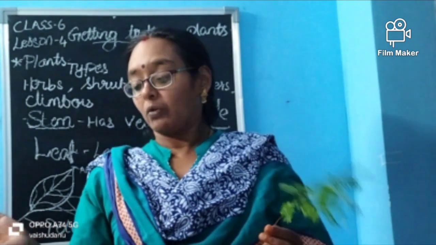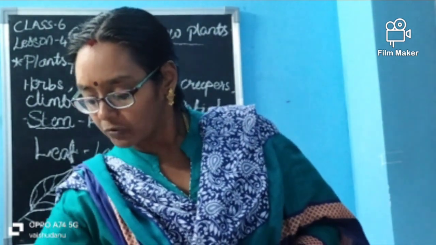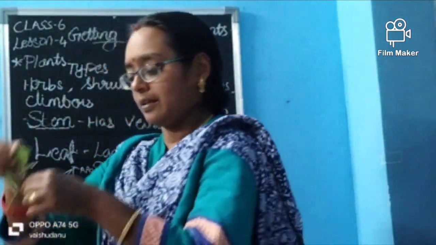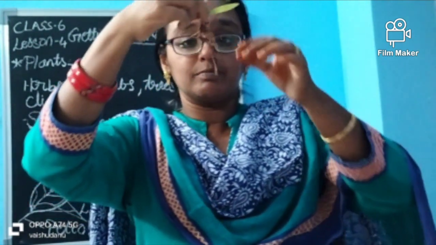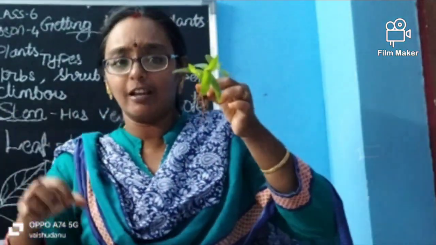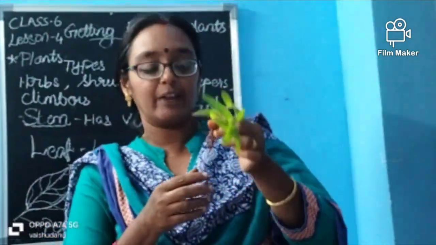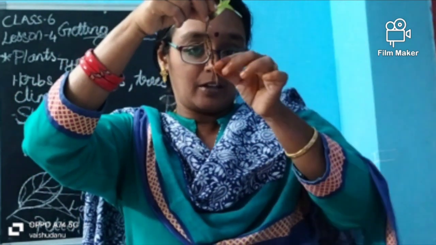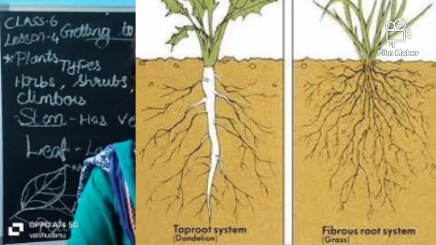Then for some plants which have a fibrous root system, for example grass, see, it has fibrous roots. Can you see a central root over here? There is no central root. Enough roots can be seen. They will grab the soil so that the plant will not move away, or the plant will be firm in the soil. So these kinds of roots are called fibrous roots. For the plants which have a fibrous root system, they will have parallel venation.